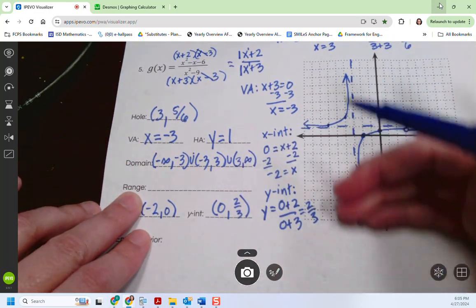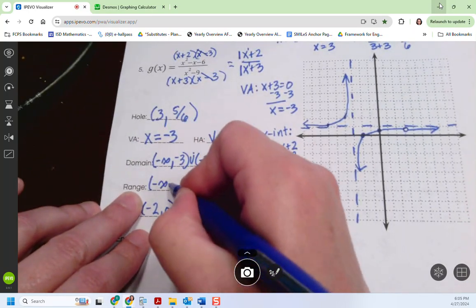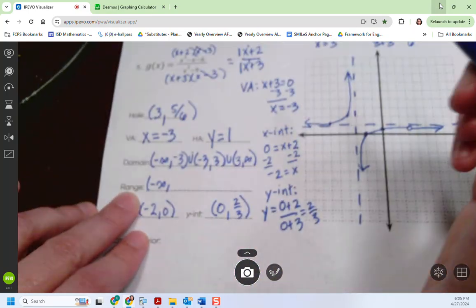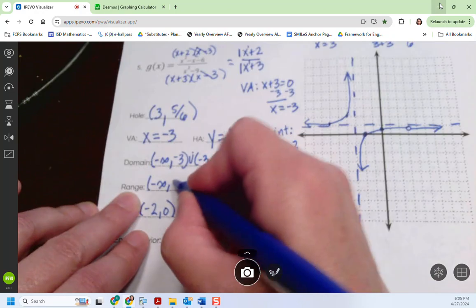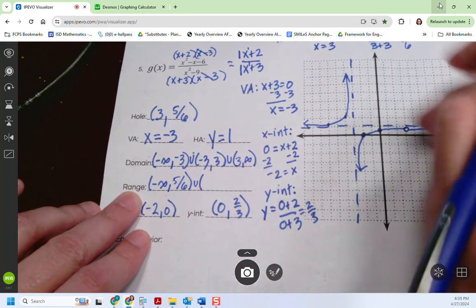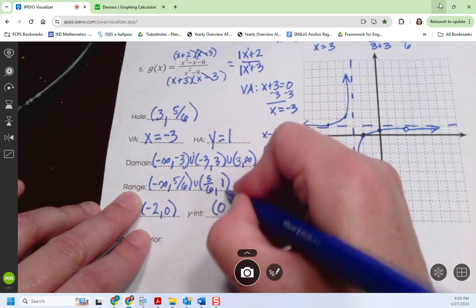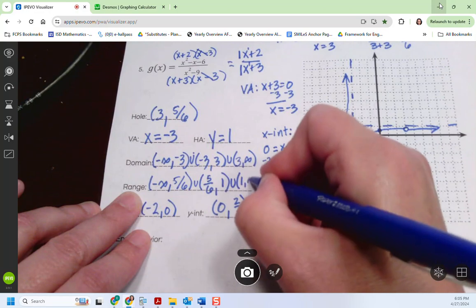My range starts down at negative infinity, and it's going to go to the hole. Negative infinity, and the hole has a y value of 5/6. And from the hole to the asymptote, 5/6, 1. And then from 1 to infinity.